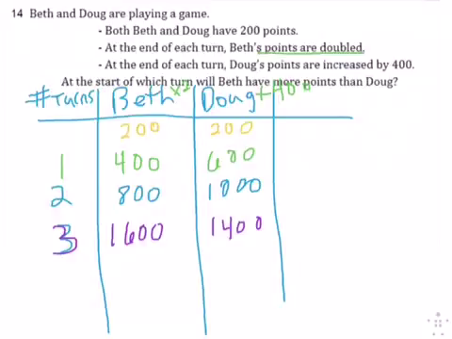So the question is asking, and this is the tricky part, at the start of which turn will Beth have more points than Doug? At the start of which turn? So at the start of turn 4, Beth has more points. So turn 4 is your answer.